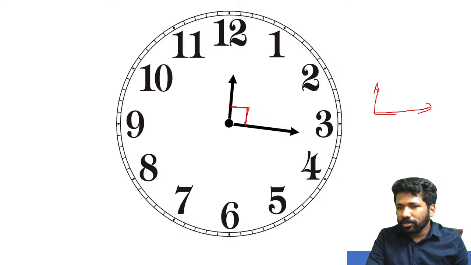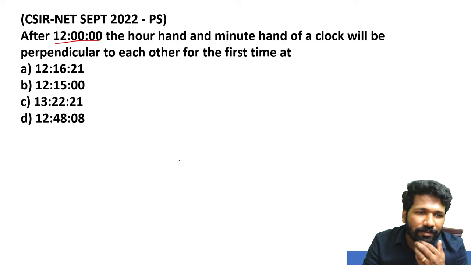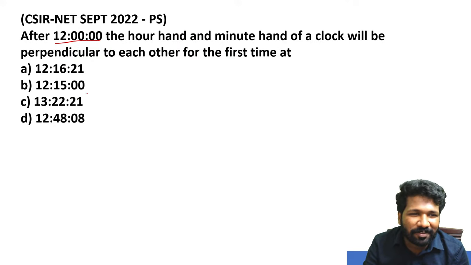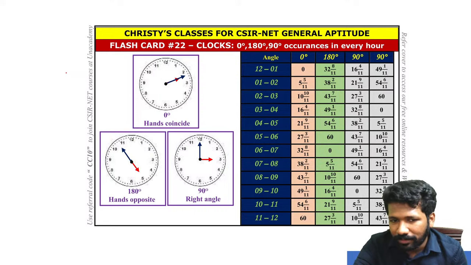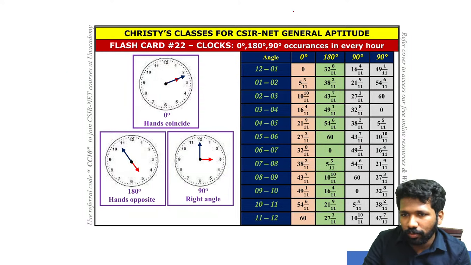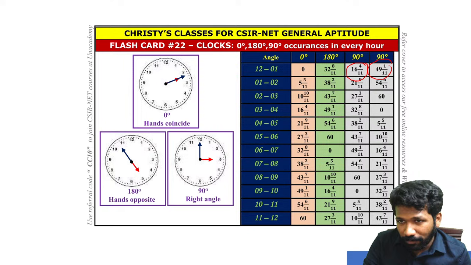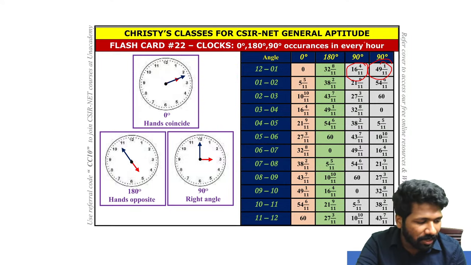At 12:15, what will happen? This is on 3, but this is not on 12. It has traveled a little further. So you can guess that the time is a little after 12:15. Actually, that itself is enough to finish this question. This is exactly 12:15, that is wrong. A little after 12:15, the option is option A. But there is another problem. 90 degrees can occur in two ways actually. 12:16 something, 12:49 something, two possibilities are there.